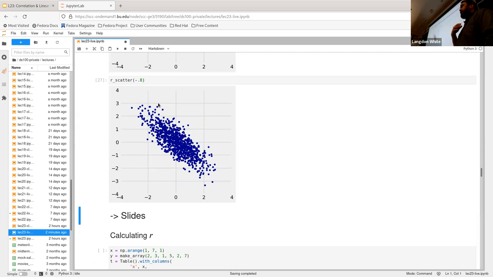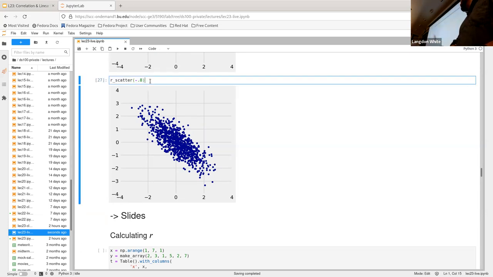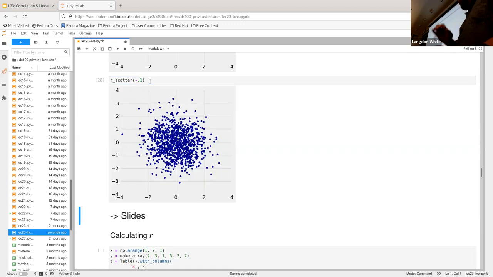So it's always between -1 and 1, right? If it's a negative value, basically it's going to go down to the right. And if it's a positive value, it's going to go up. And the closer you get to zero, the more, here, we'll do one more, like 0.1, the more non-uniform it's going to get, right? More into a blob it's going to turn into.